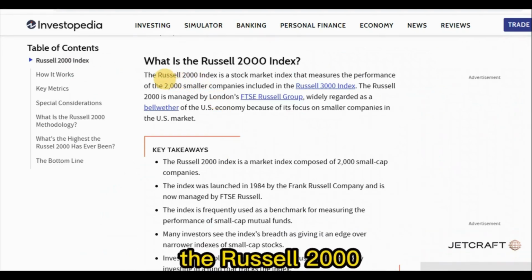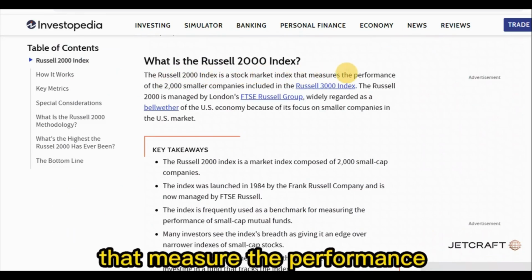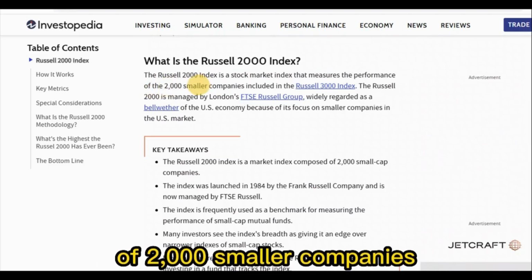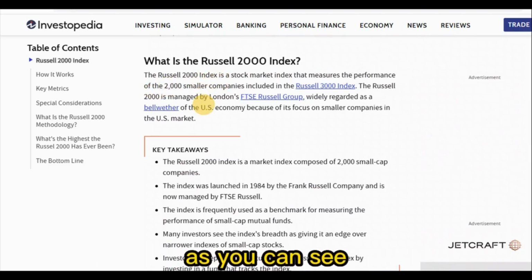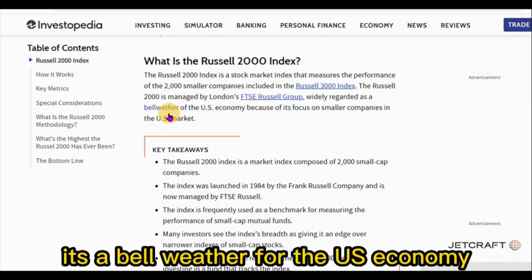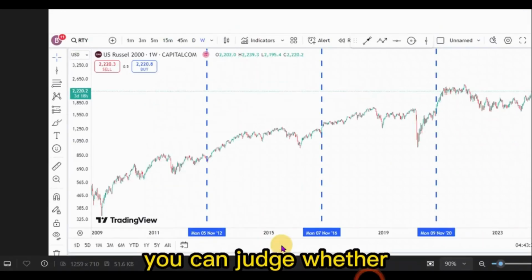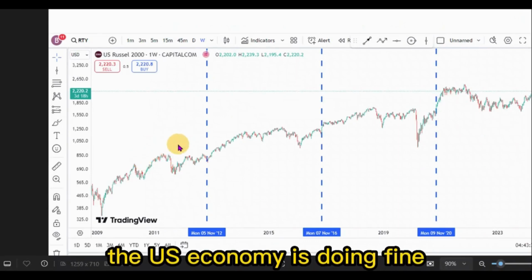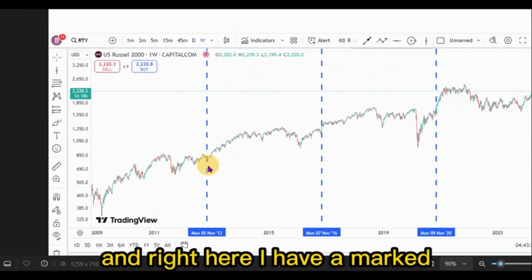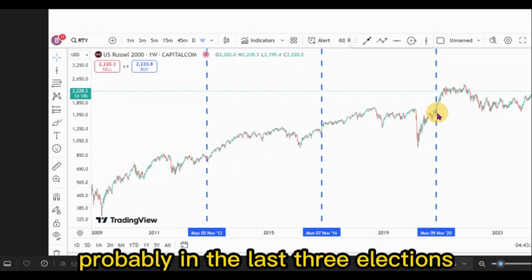Because the US Russell 2000 is a stock market index that measures the performance of 2000 smaller companies. As you can see, it's better used compared to the S&P 500 because it's a bellwether for the US economy. So through that chart, you can judge whether the US economy is doing fine. And right here, I have marked every single place where we had elections, or probably the last 3 elections.